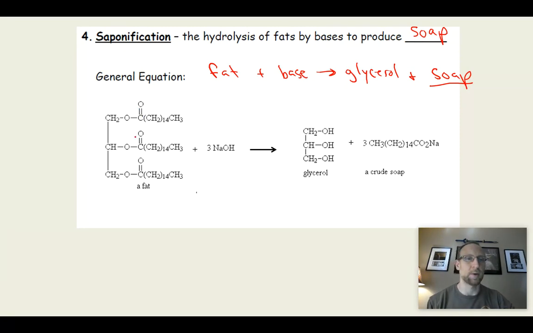So you don't really have to be able to name these or anything, but remember back to living environment, what is a fat? It's a glycerol and 3 fatty acids. So here's your big fat molecule, plus your base, so sodium hydroxide, and you're going to get glycerol and soap. So you don't really need to know much more about this type of reaction.